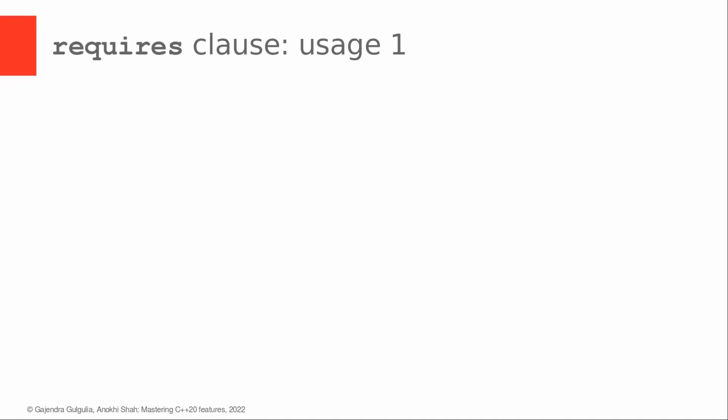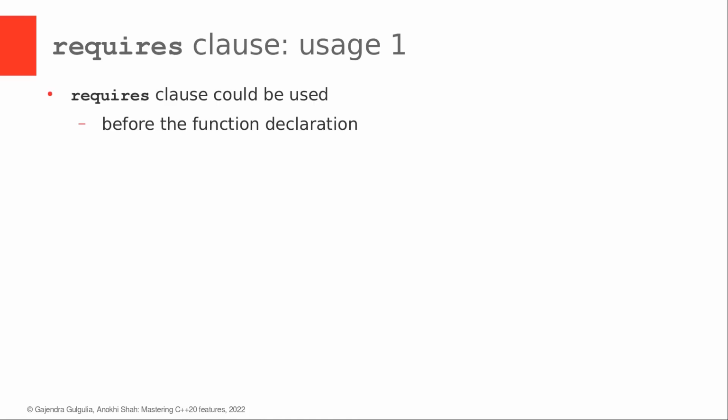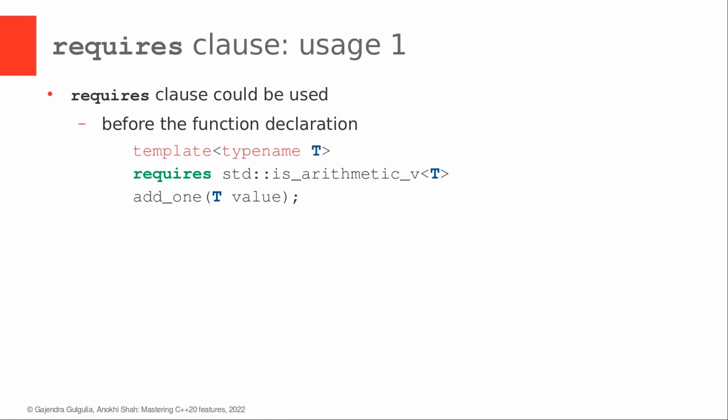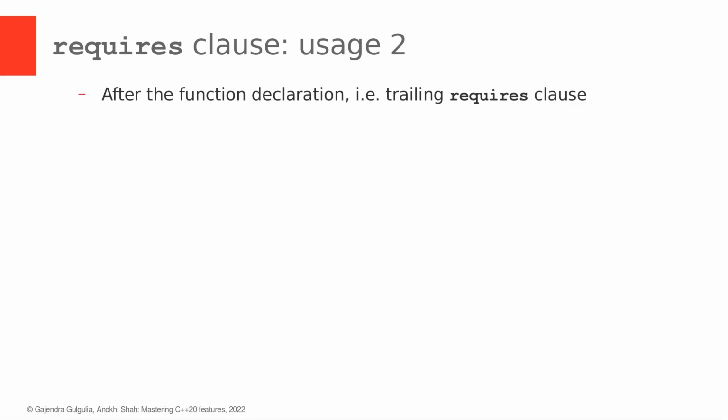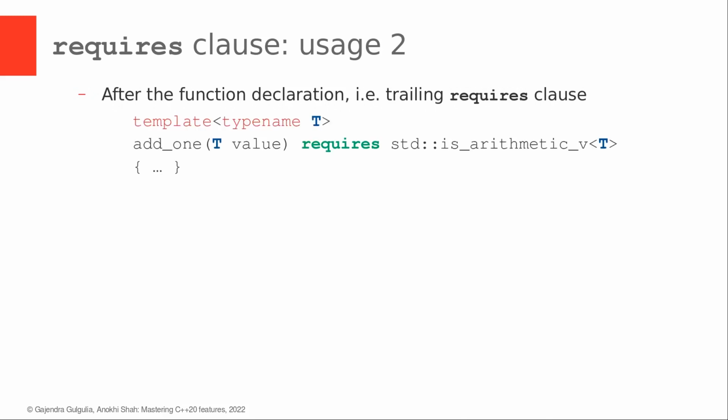Now let's talk about the usage of the requires clause. In the last lecture, we already used the requires clause before the function declaration, like below. That is, the requires clause was between template typename T and the function declaration. Another requires clause usage could be after the function declaration and before the definition. This is called a trailing requires clause. It looks like this. The requires clause comes after the function parameters, but before the function definition.